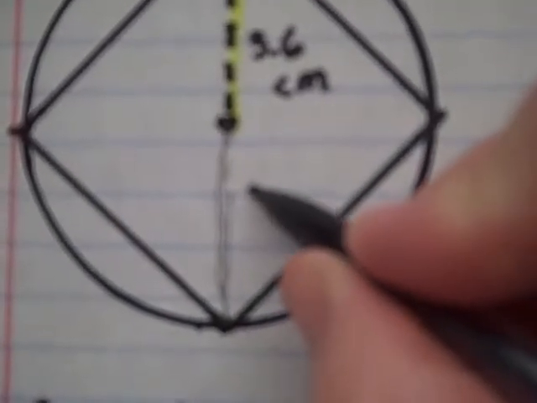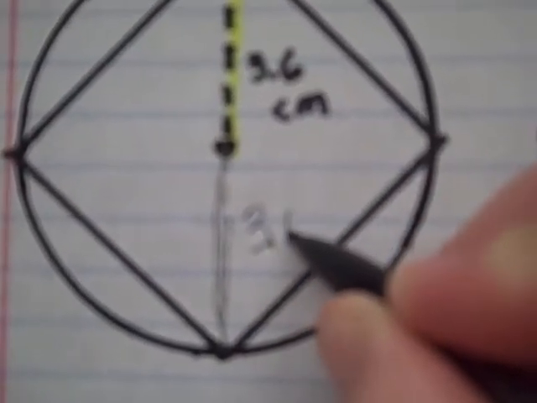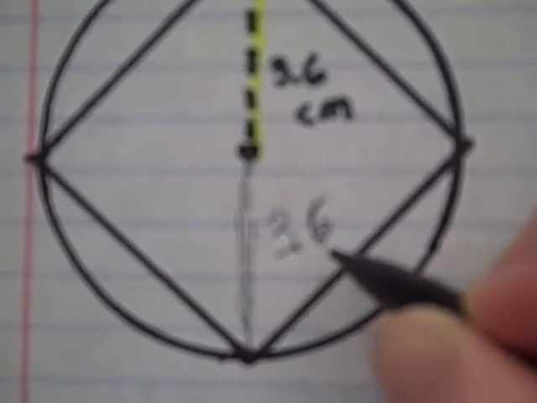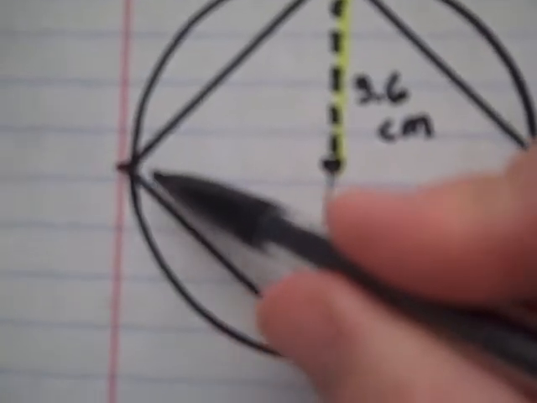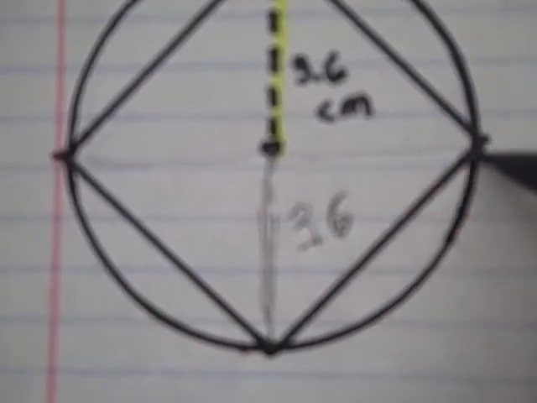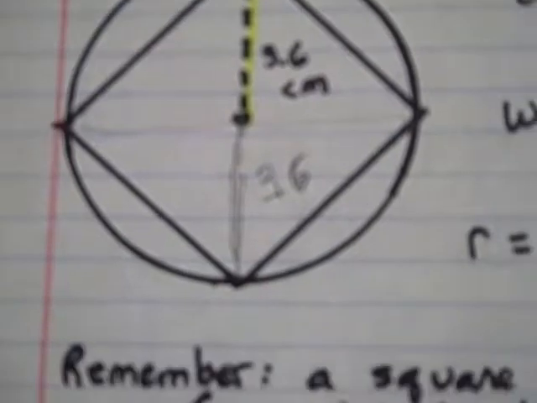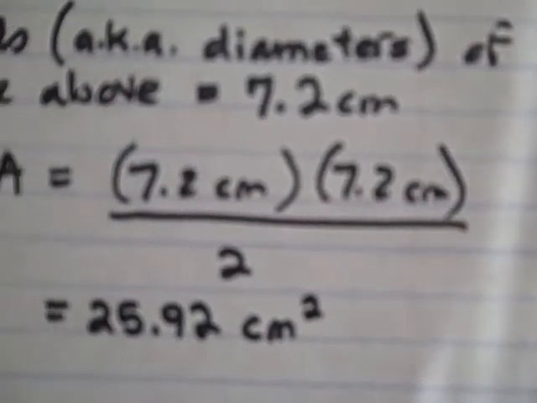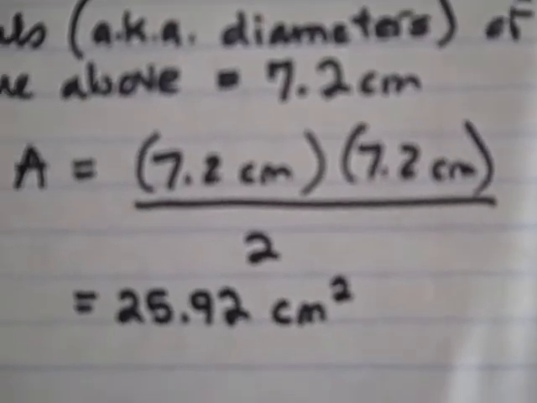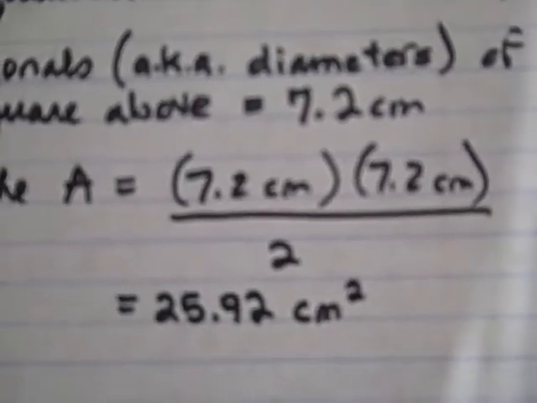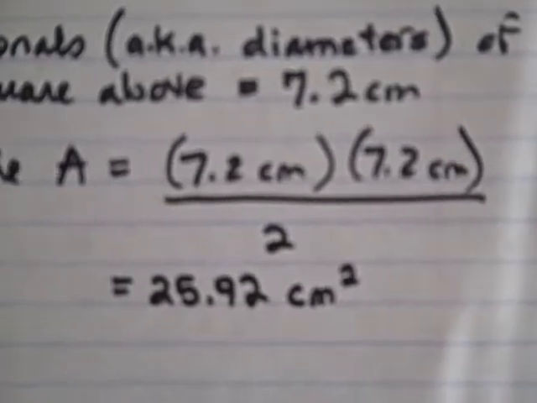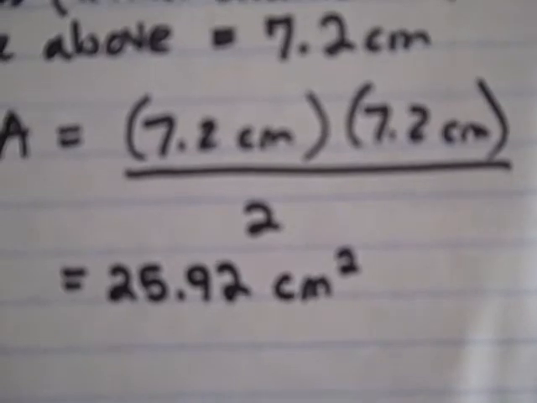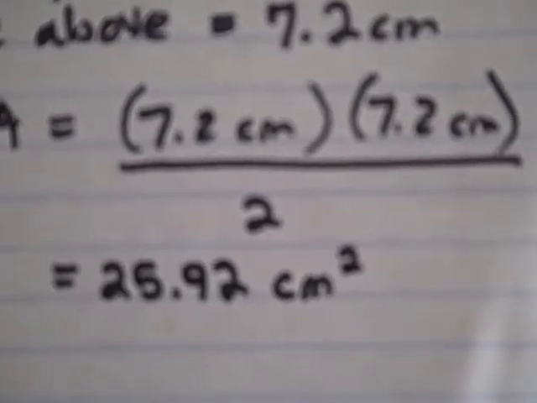And isn't this piece also 3.6 here? Because it's a radius just like the one above it? Yes, it is. And this other diagonal, if I were to draw it, would be equal to the first one. So that means that I've got two diagonals that each measure 7.2 centimeters, because 3.6 times 2 is 7.2. So I can just plug it into the area formula for a rhombus. And I get 7.2 centimeters times 7.2 centimeters divided by 2. And there's our answer.